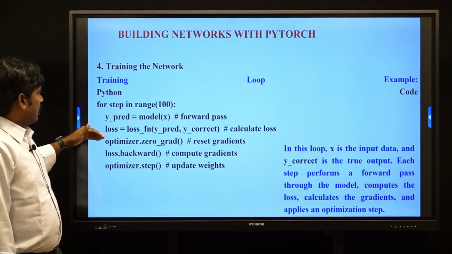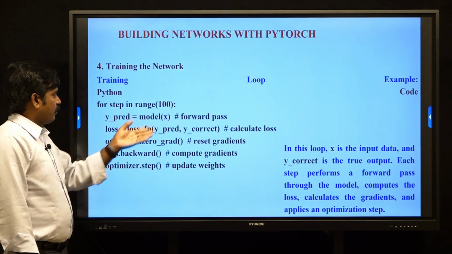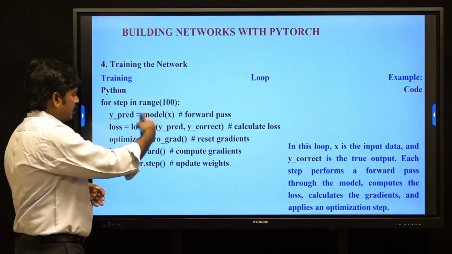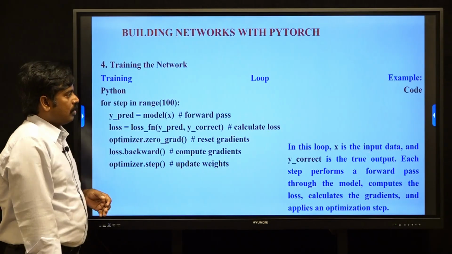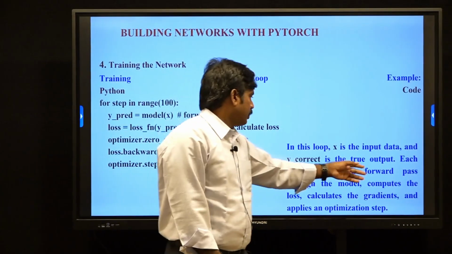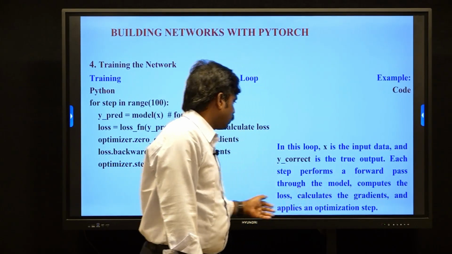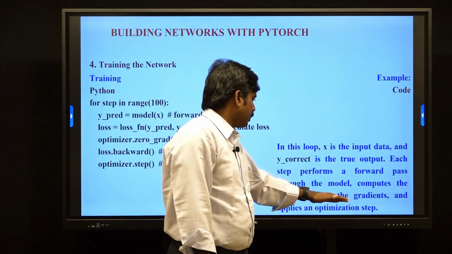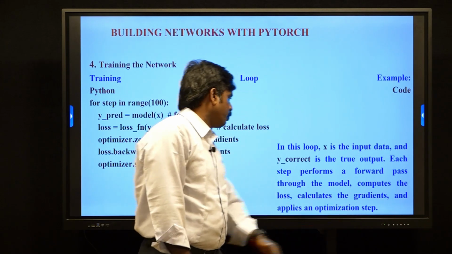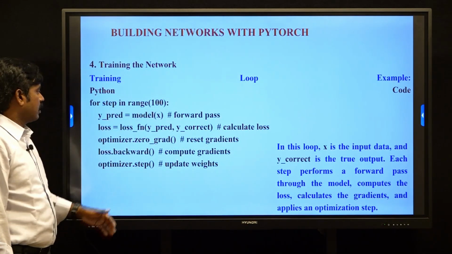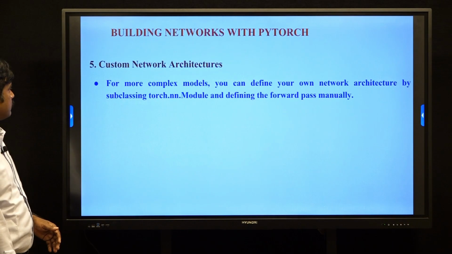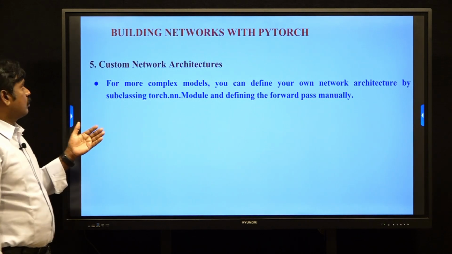In training the model, the number of epochs, the number of loops, means the steps are executed 100 times. In this loop, x is the input data and y is the true output. Each step performs the forward pass through the model, computes the loss, calculates the gradients, and applies the optimization step in this training loop.